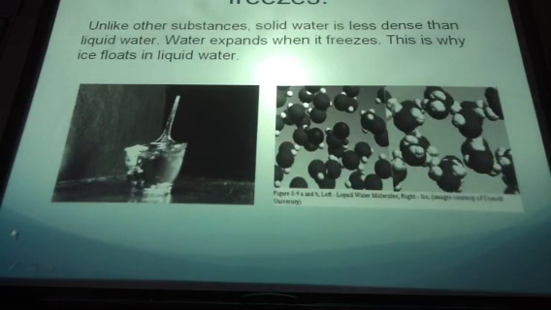Water expands when it freezes. Unlike other substances, solid water, which is ice, is less dense than liquid water. And water is a very unique substance because that's not typical for other chemicals. Usually, a solid is most dense, the liquid is the next dense, and then gases are the least dense. So this is the opposite switch for water. Water expands when it freezes. This is why ice floats in liquid water.